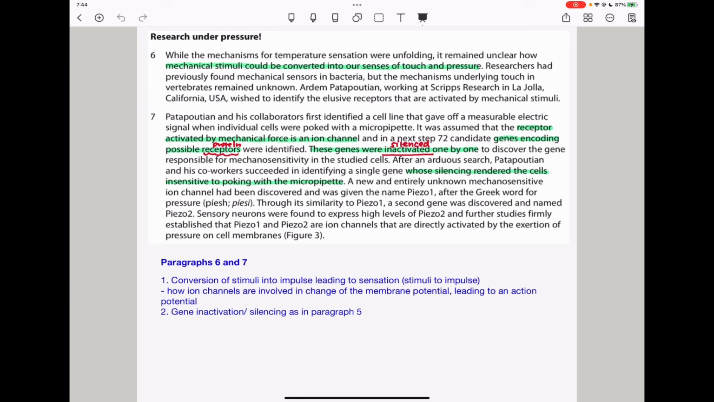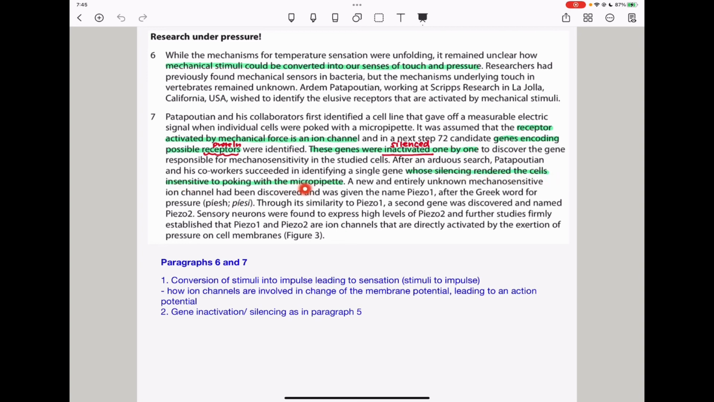Also here they talk about genes encoding possible receptors. Since receptors are protein in nature, they could talk about how information moves from DNA in order for protein to be made. So that is about protein synthesis. Then the next segment talks about how these genes were inactivated one by one. Inactivation of genes is silencing of genes. So you need to revisit your textbook, like we saw already in paragraph 5, and think about how genes are silenced. And lastly here they say whose silencing rendered the cells insensitive to poking with a micropipette.